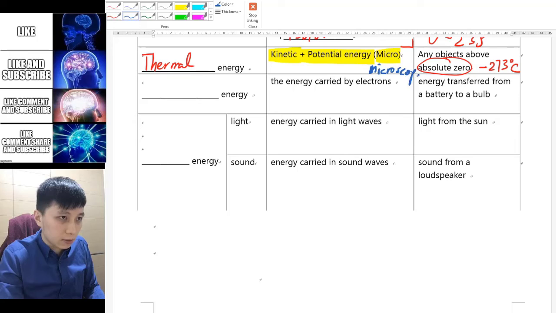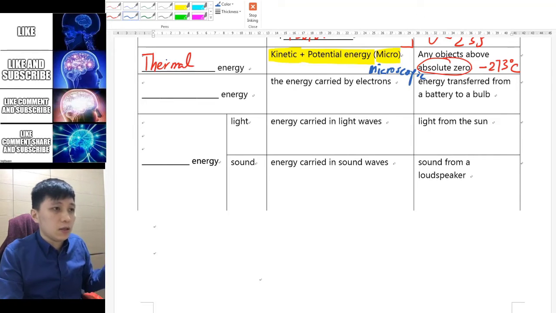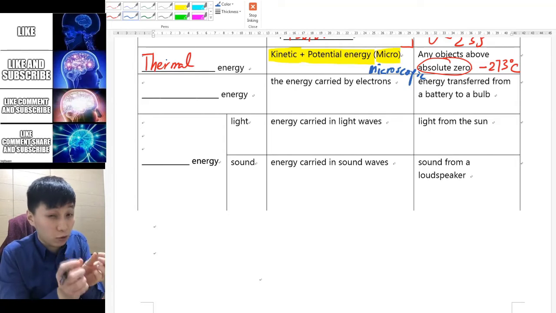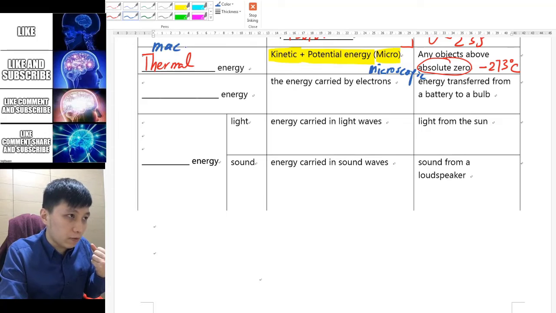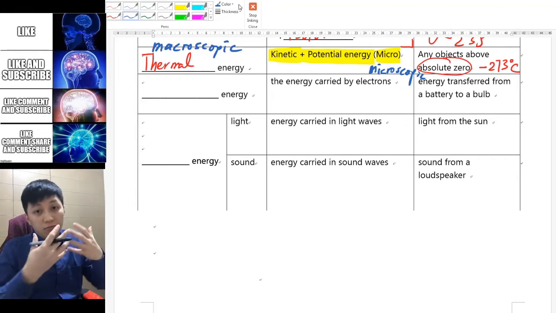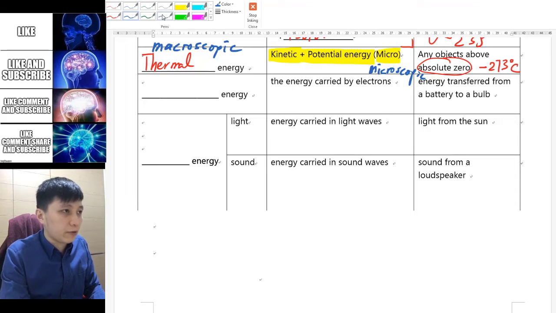And the reason why I put down kinetic plus potential energy for micro is that here it actually refers to microscopic. That means using the particle theory. And in fact, they are the same thing. Kinetic energy and potential energy in the microscopic view, using the particle theory, is the same kind of energy when we see it in the macroscopic view. Macroscopic means what we simply see with our eyes, and we'll see it as thermal energy.